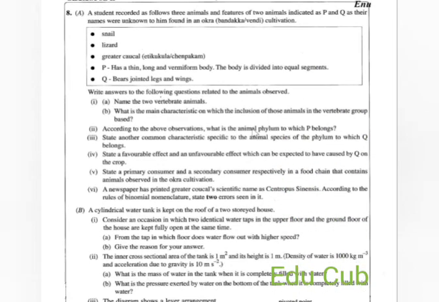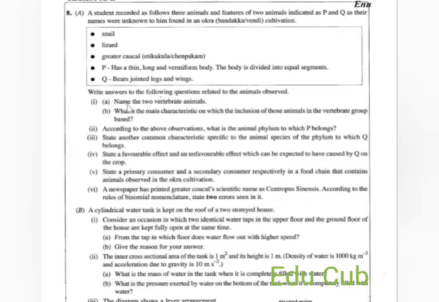So, eighth question. A student recorded the following. Three animals and features of two animals, indicated as P and Q as their names were unknown to him, were found in the okra cultivation. The names are snail, lizard, greater coucal. P has a thin, long and vermiform body. The body is divided into equal segments. Q has jointed legs and wings. Write the answers to the following questions related to the animals observed.